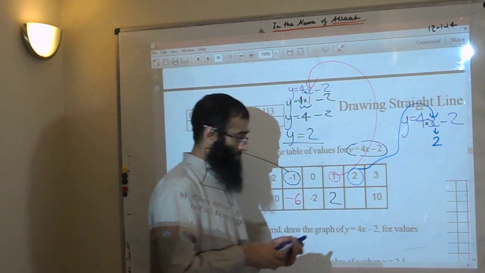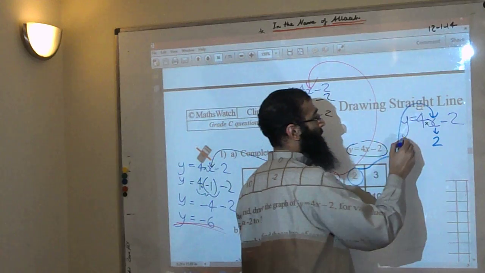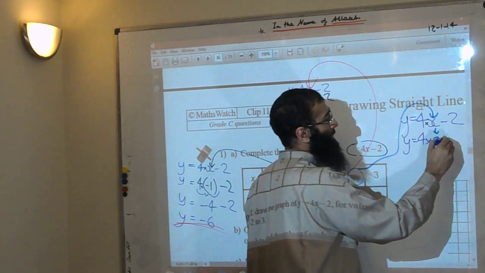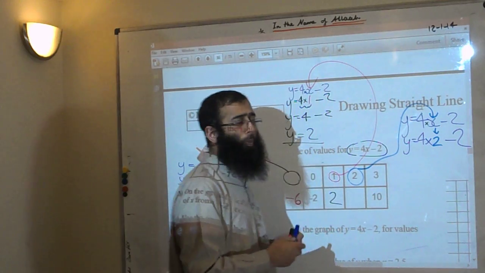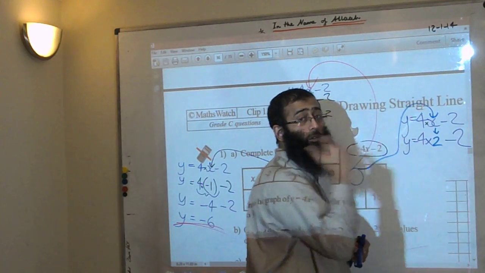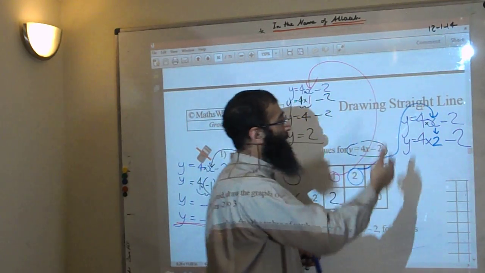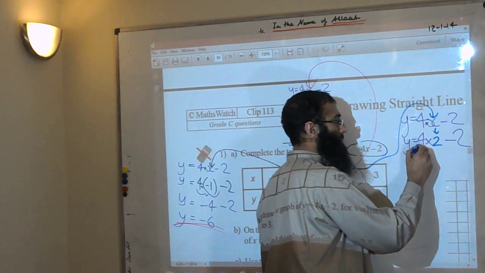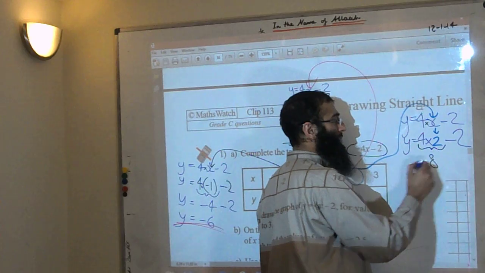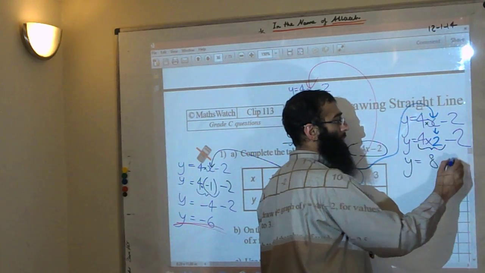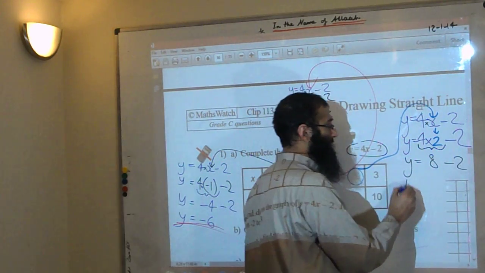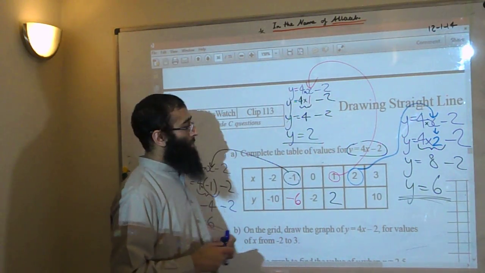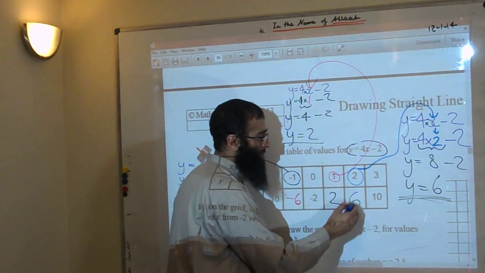So now we have y is equal to 4 times by 2 take away 2. The take away 2 part doesn't change in each question because that's a constant and that's got no multiplying part of that. So let's have a look at this now. 4 times by 2 will give us 8, and 8 take away 2 will give us an answer of 6.